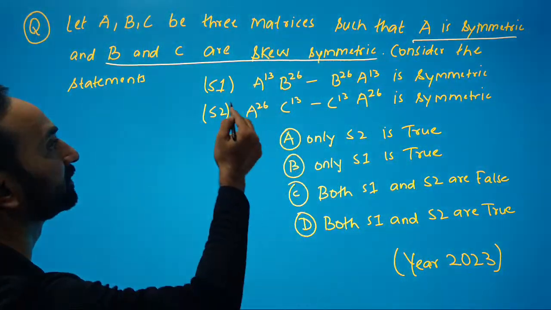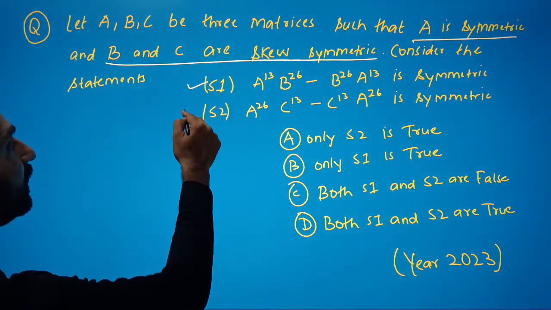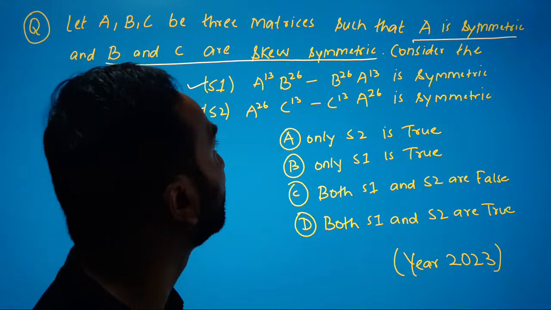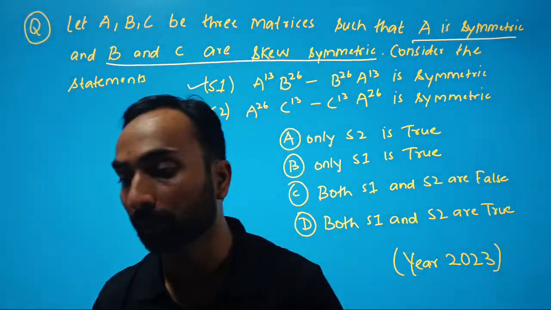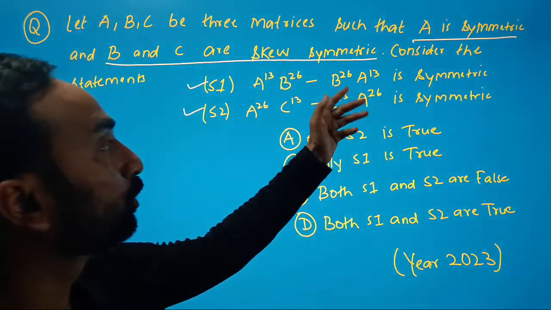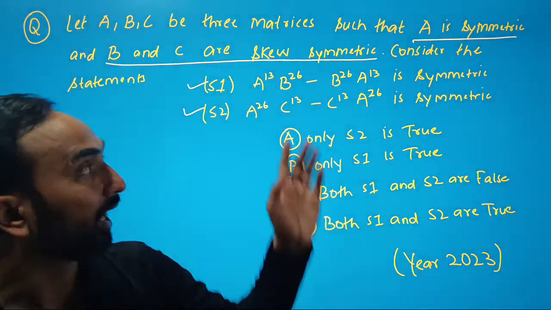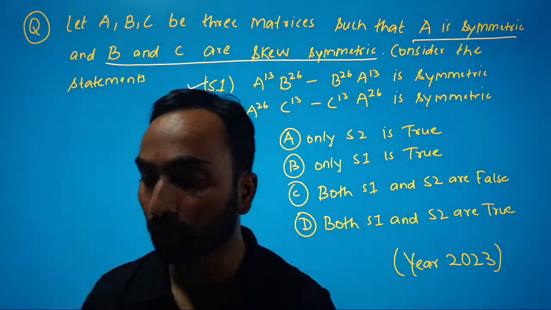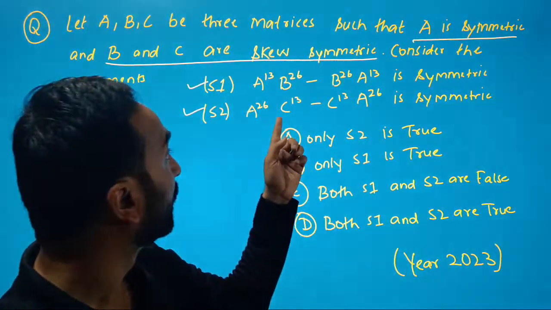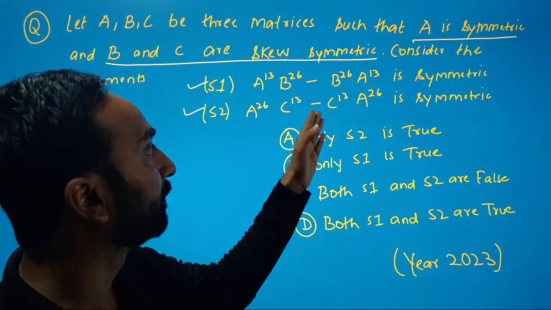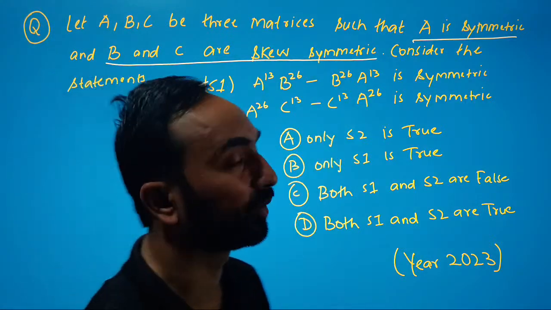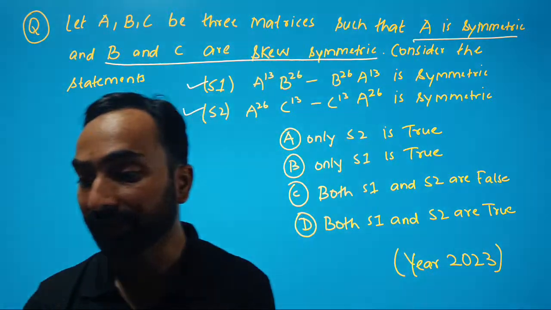The first statement: consider the statements S1 and S2. The first statement is A to the power 13 B to the power 26 minus B to the power 26 A to the power 13 is symmetric, right? And the second statement given is A to the power 26 C to the power 13 minus C to the power 13 A to the power 26 is a symmetric matrix, right?